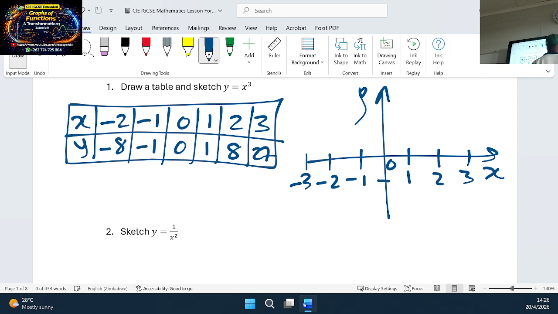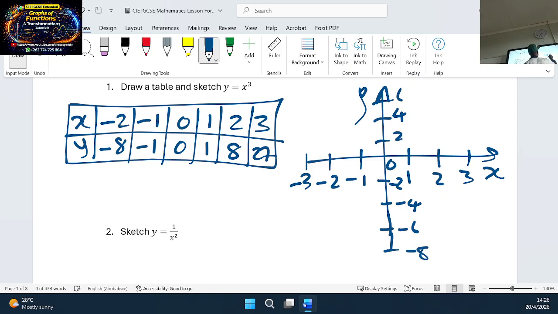And vertically, we can choose to move from minus 2, minus 4, minus 6, minus 8. And here we can have 2, 4, 6. We just want to have a look at the rough picture of this particular curve. So for this set of coordinates, minus 2, minus 8 is this point here. Minus 1, minus 1 will be somewhere there.